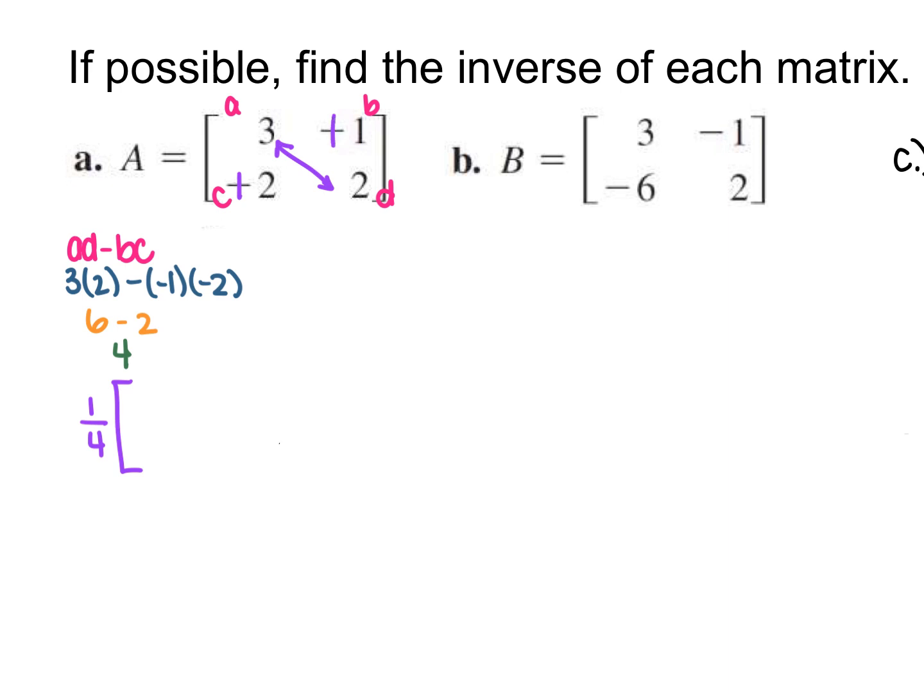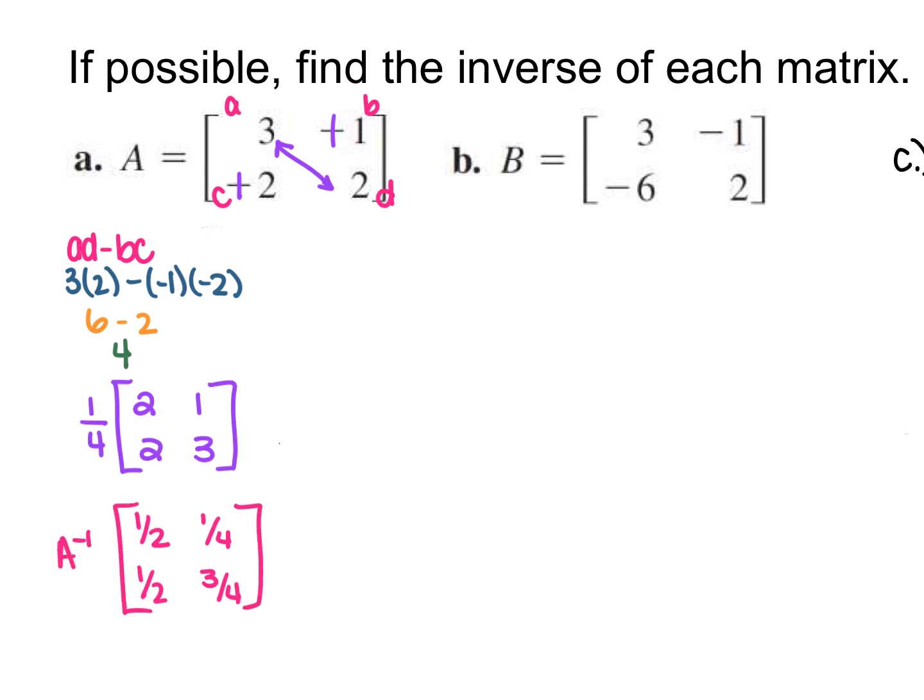So this is going to give us 2, 1, 2, 3. So we just multiply that 1/4 in, so we're going to have 1/4 times 2, which is 2/4, that's 1/2. 1/4 times 1 is 1/4. 1/4 times 2 is 2/4, so that's 1/2. 1/4 times 3 is 3/4. So our inverse A, or A inverse, is exactly that.